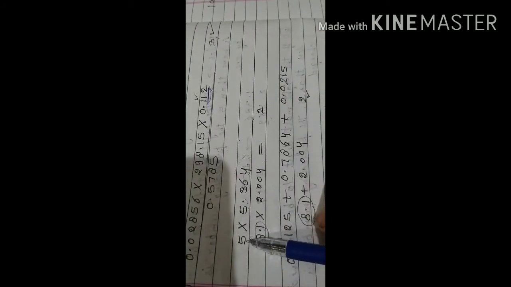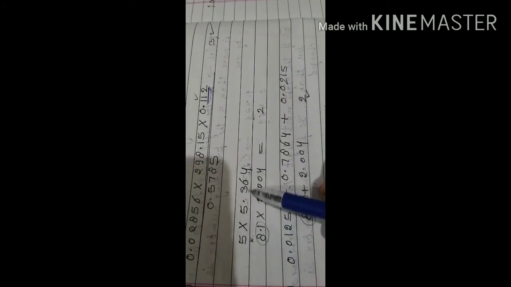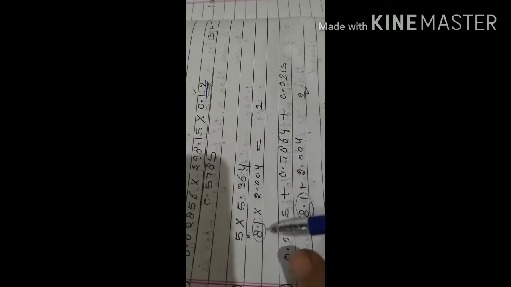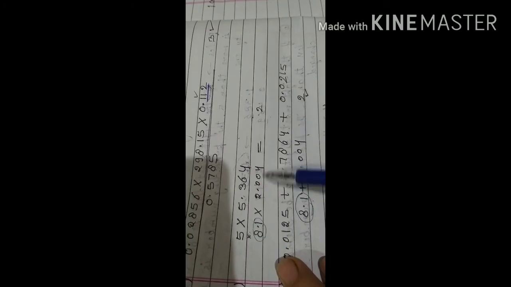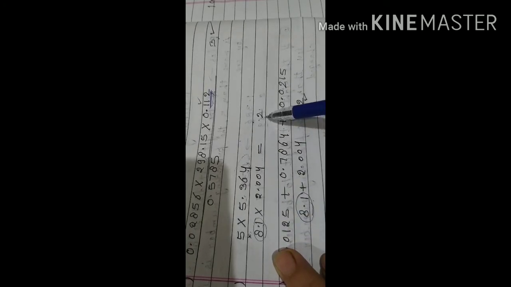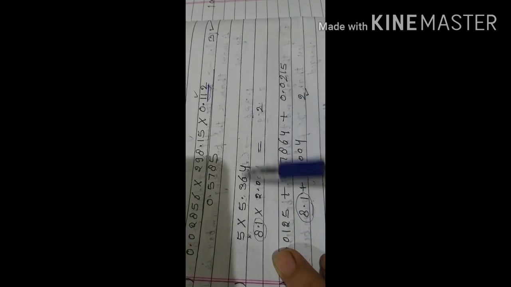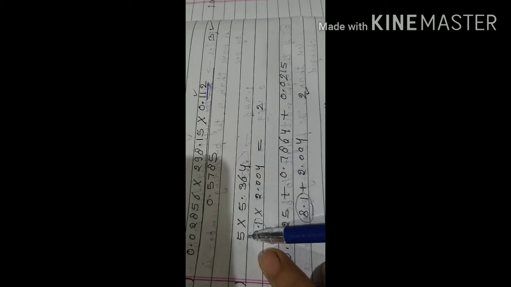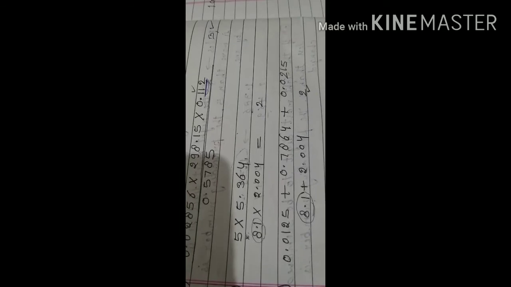See the next part. If it is written as the multiplication 5 into 5.364, and another one 8.1 into 2.004, you have to see the smaller number. This is 8.1, which has 2 significant figures. So your answer will come in 2 significant figures. If a number is a whole number, it is to be ignored.